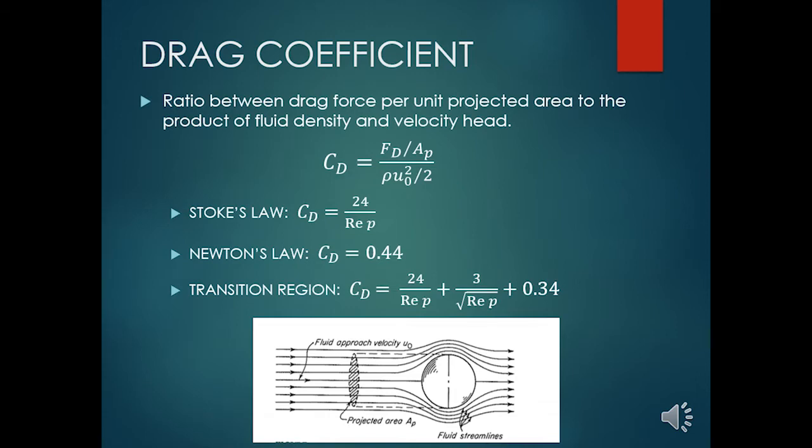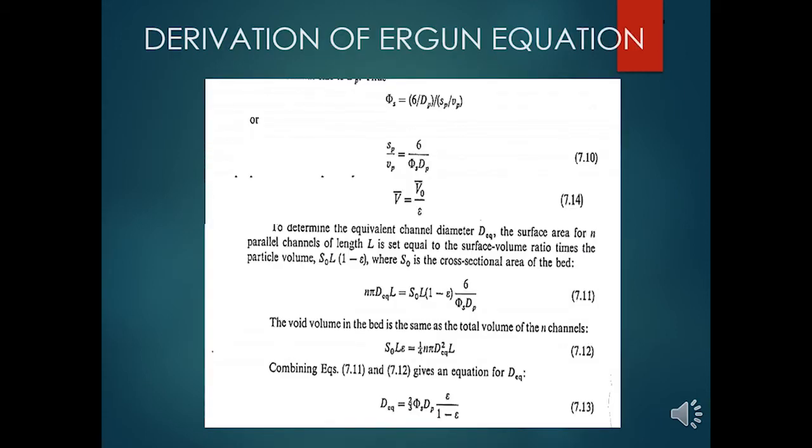Next topic is one of the most important topics in this module, and it is the Ergun equation. To understand it fully, I highly recommend you to read the McCabe, Smith and Harriott Unit Operations of Chemical Engineering textbook, and it explains it in a very simple way.